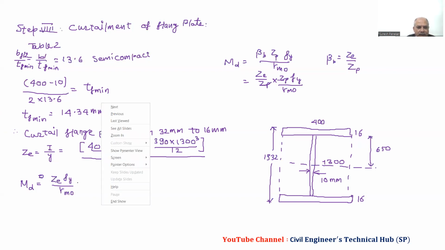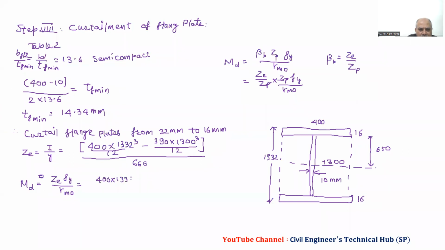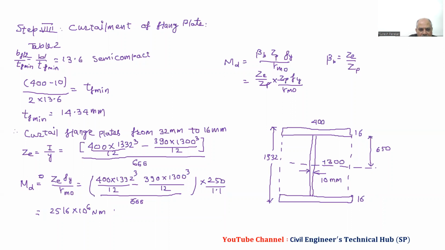And then we have the ZE value, which we have mentioned above, that is 400 into 1332 cube by 12 minus 390 into 1300 cube by 12, whole divided by 666, into fy we have 250 and gamma m0 1.1. And from this we will get the value of MD that is equal to 2516 kilonewton into 10 raised to 6 Newton millimeter, which is equal to 2516 kilonewton meter.